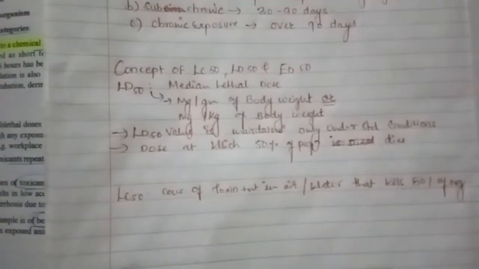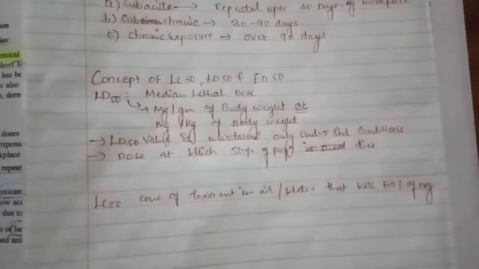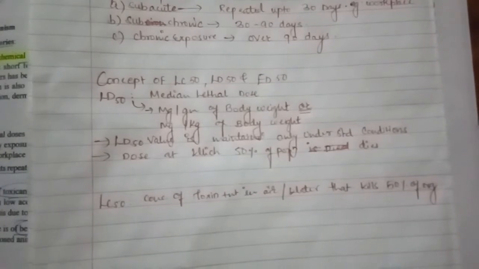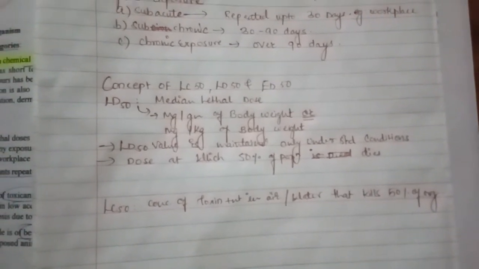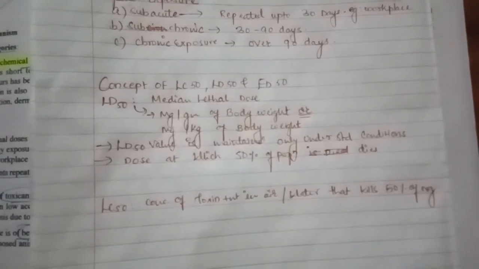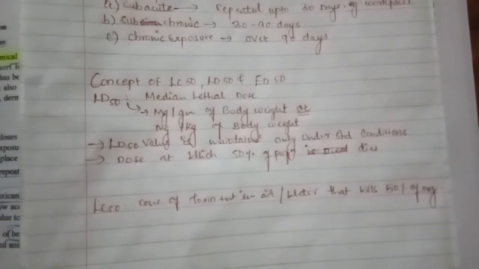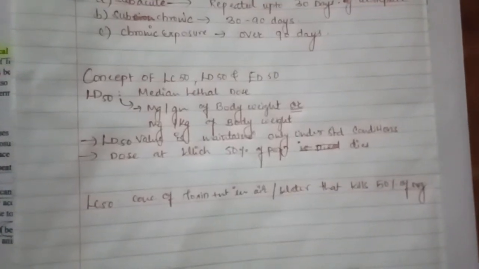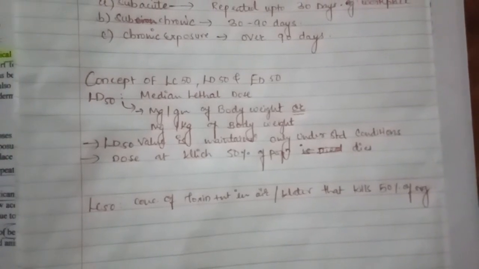Lethal concentration is the concentration of the toxicant present in air or environment which is responsible for 50% of the population dying. So lethal dose is the dose administered, and concentration is the concentration of a toxicant or chemical present in the environment or water or anywhere. The concentration of toxicant in air or water that is killing 50% of the organisms is called lethal concentration. And lethal dose is administered, that is why it is dose.